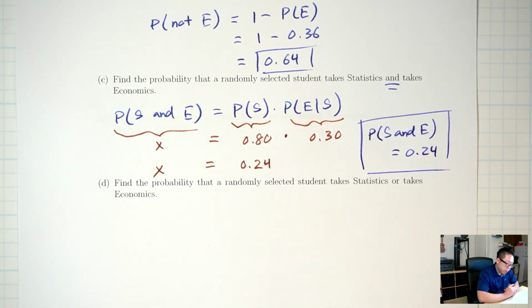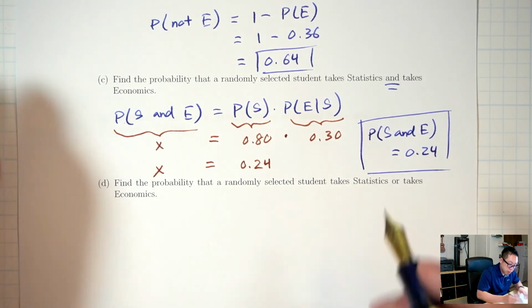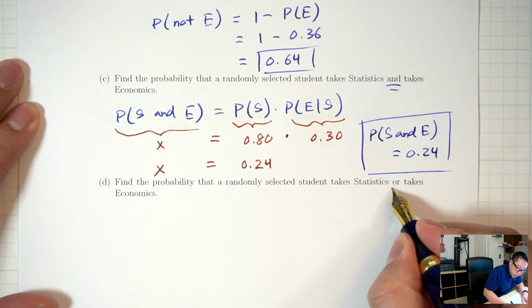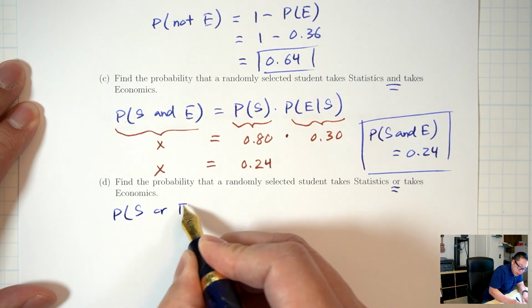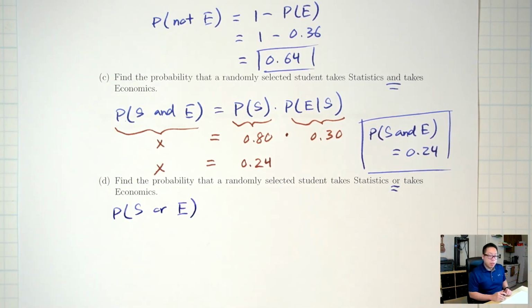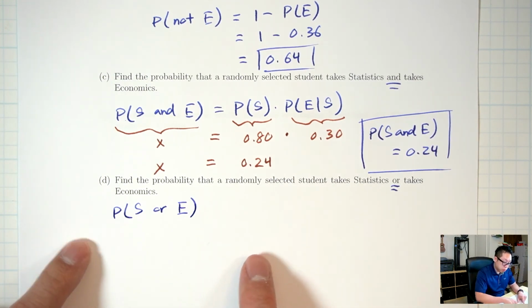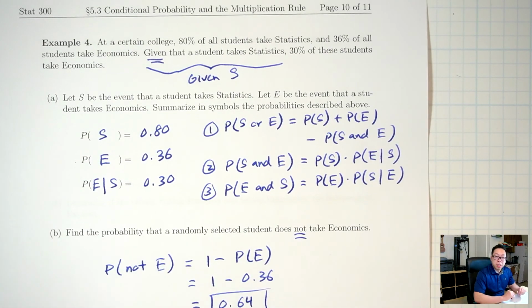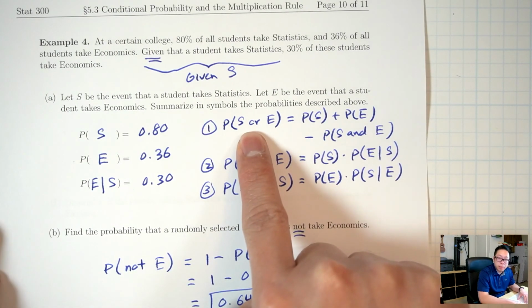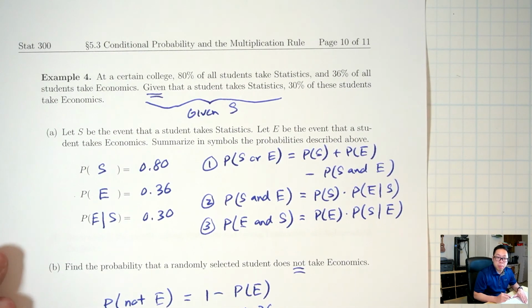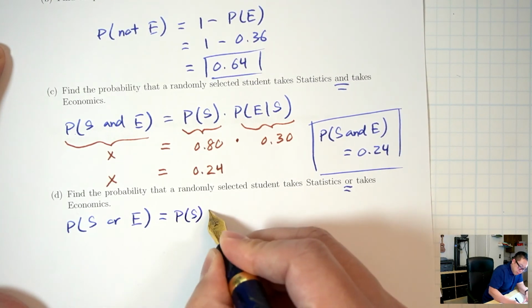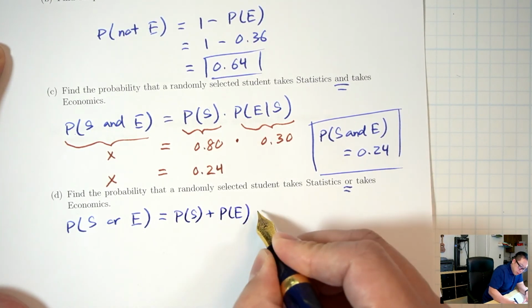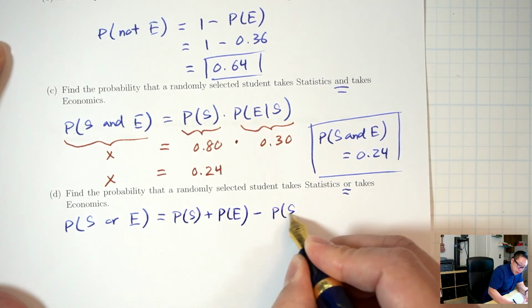Okay, part D, find a probability that a randomly selected student takes statistics or economics. So keyword here is or. I'm looking for probability of S or E. Okay, which equation should I use? There's actually only one equation that has an or in it. And so I have to use equation 1. So let me rewrite it. That is P of S plus P of E minus P of S and E.